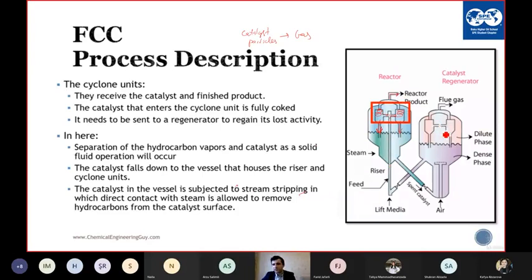But we have also cyclones in the regenerator. Here again the same. The gases inlet is here, and then the flue gas leaves the regenerator, and the catalyst goes back to the regenerator. So using the cyclones, we do not allow the catalyst particles to leave the reactor in the product stream or leave the regenerator in flue gases.